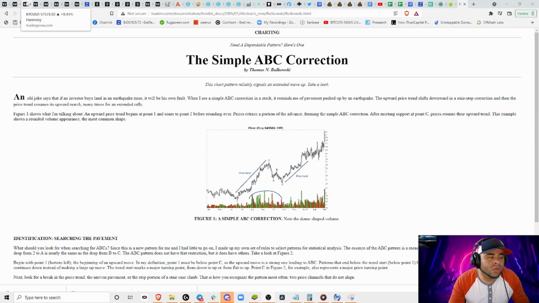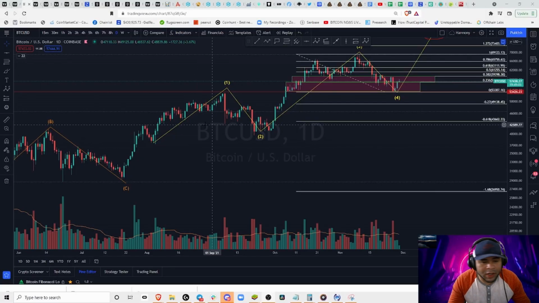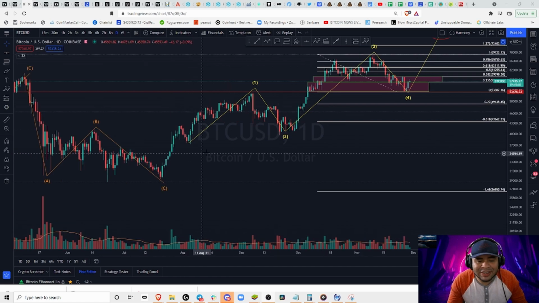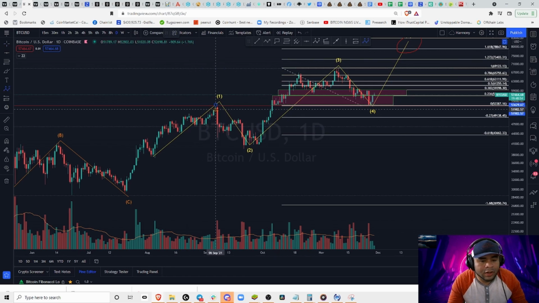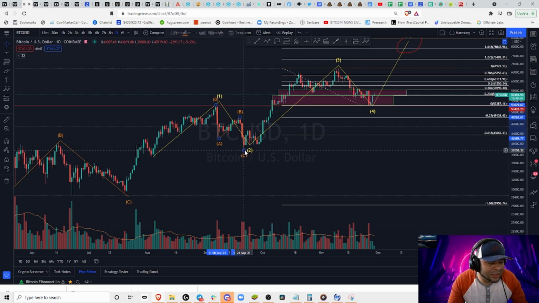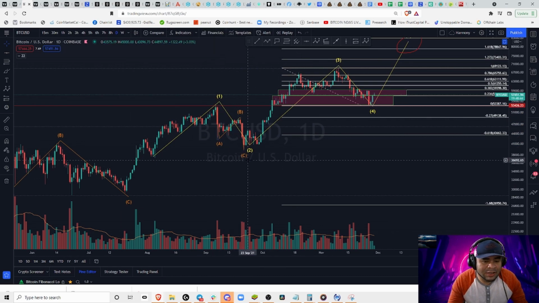So if we come over to Bitcoin, all right, moving into Bitcoin, let's go ahead and look for those ABCs, 1, 2, 3s, all that good stuff, guys. Basically, if we look at the market right now for Bitcoin, we're looking at an A, into a B, into a C correction, guys. Look at that. Easy to find, guys. ABC move, right?